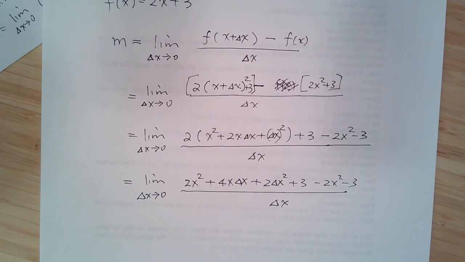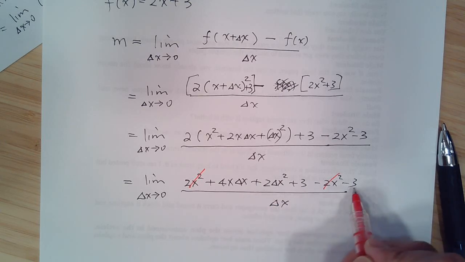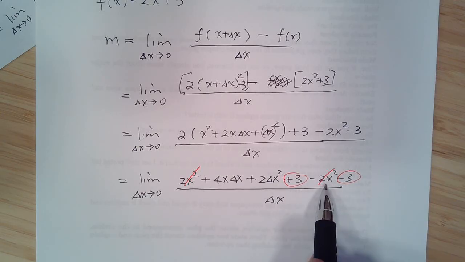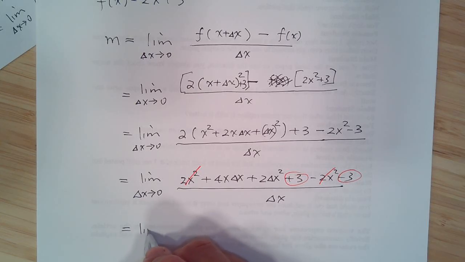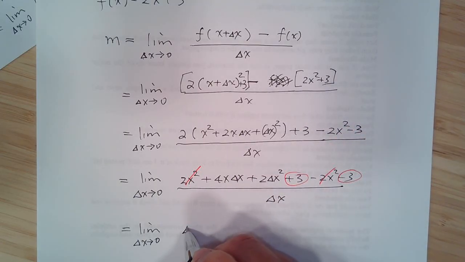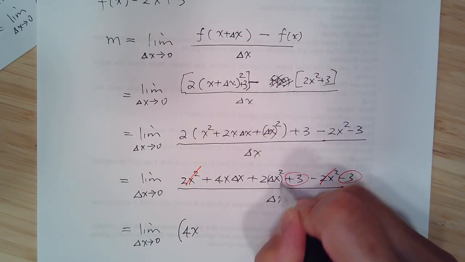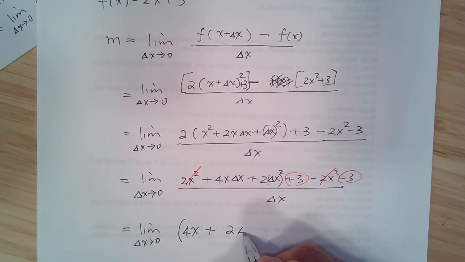Okay, are you tired? There are too many things, right? Did you notice that I will cross out this with this? And also I cross out this 3 with this constant negative 3. So all those square terms and all those things are gone. I have only two terms left in the numerator. And if I divide by delta x, what do I have? This 4x delta x over delta x, I get a 4x. And the second term, 2 delta x squared divided by delta x, I get plus 2 delta x.